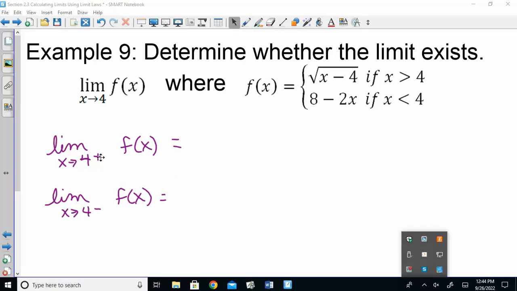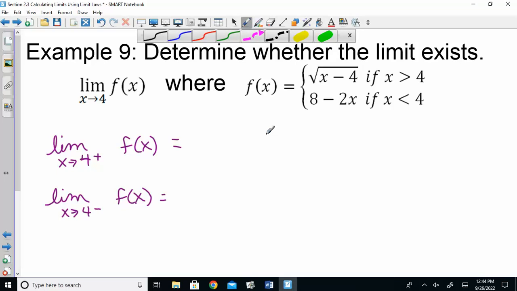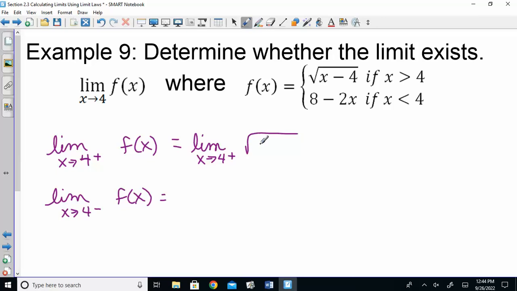If you're approaching from the right, that's things bigger than 4, so you're on the first piece. So we have the limit as x approaches 4 from the right of the square root of x minus 4. We have a limit rule that says you can just plug in under the square root. When you plug in that number, the limit goes away because we are evaluating it. So we get the square root of 0, which is 0.